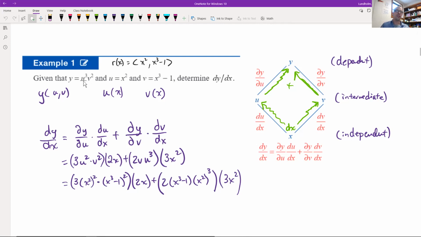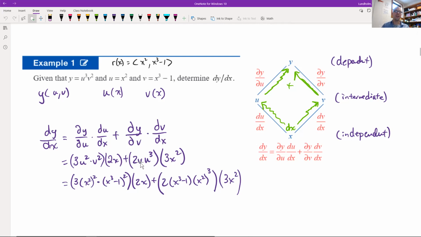we would do the power rule on u, so we get 3u squared, and v would just be v squared. So this is the partial derivative, 3u squared times v squared. Multiplying it by du dx, here we're looking at this function and we're taking the derivative of u with respect to x, which just is 2x.